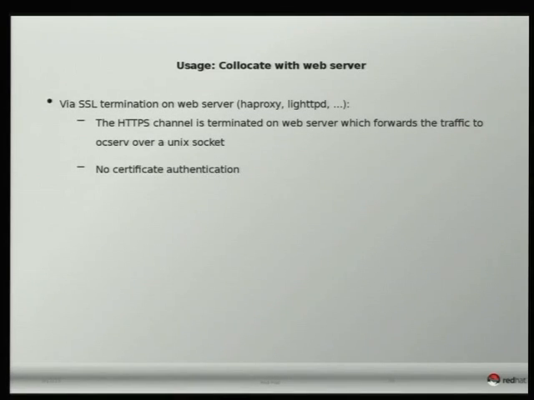The other solution is by having the web server forward the traffic of the VPN to OpenConnect. That means that the HTTPS channel is done on the web server, and the web server, for some specific URLs, will forward the traffic to the OpenConnect server. The problem is that because the OpenConnect server doesn't get the HTTPS connection, it cannot verify any certificate from the client. That means you can only use this with password authentication.